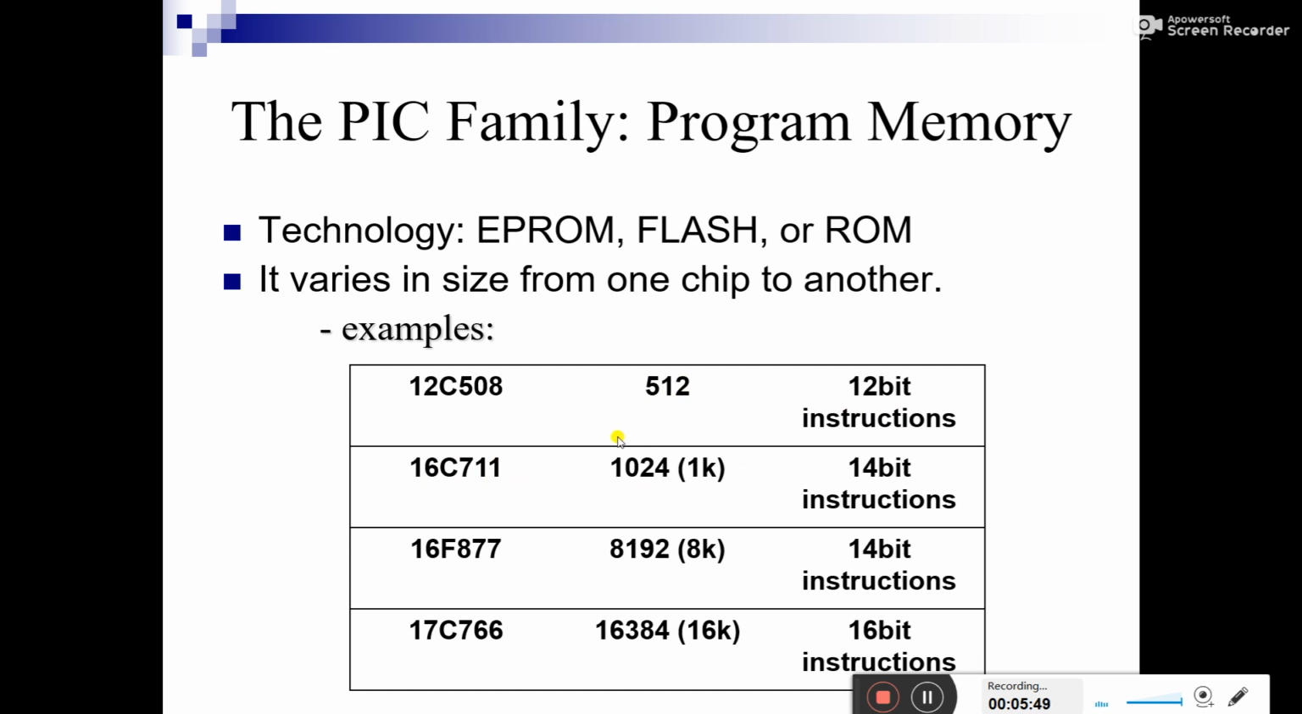The 16C711 has 1024 bytes, or 1 kilobyte, of memory. The 16F877 has 8 kilobytes of memory. The 17C766 has 16 kilobytes of memory. In the examination, you may be asked about any type of PIC microcontroller with any type of memory, so you should memorize these memory sizes of the PIC microcontrollers.